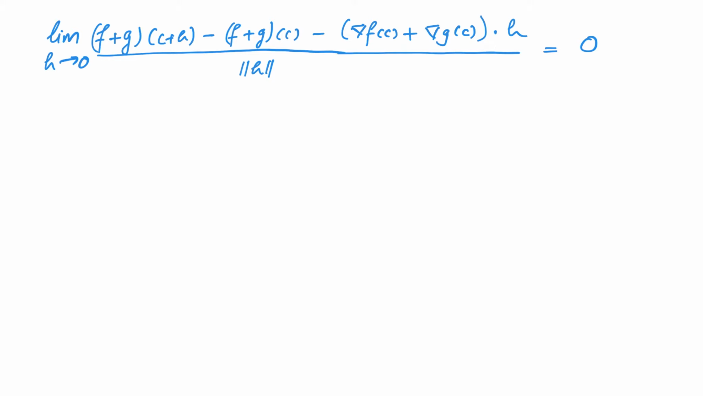Thus, from the definition of differentiability, f plus g is differentiable and the vector grad f of c plus grad g of c has to be equal to grad of f plus g at the point c. And thus, we have completed the proof of the first part of the theorem. The second part of the proof is quite analogous and therefore I leave the proof as homework.